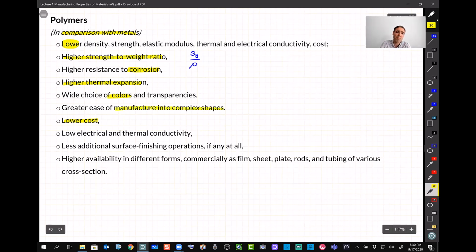Also, when it comes to manufacturing, you will see it is very easy to make complex shapes out of plastic, while with metals, it's not that easy. We mentioned the electrical property and thermal property. And also, when we make something out of plastic, the surface finish, we can leave it as it is, while with metals, maybe after forging, we need to do an extra step, which is machining. With plastic, in most cases, you don't need to do extra things, which makes it cheaper. And it comes in different shapes and forms, for example, film, sheet, plates, rods, and so on.